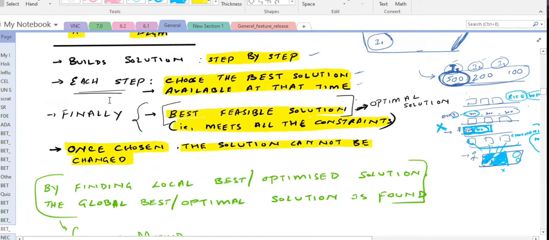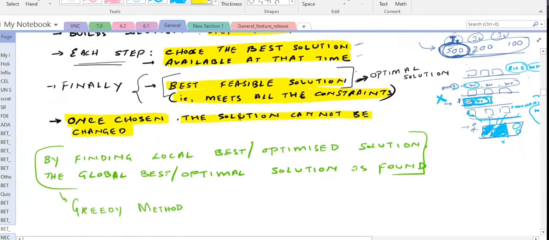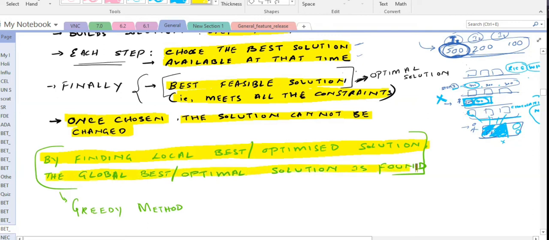Okay. One other point in greedy, why do you have to do this is, the logic of doing it by the greedy algorithm is, it says that by finding locally best, like locally optimized solution, means what? In step 1, I choose whatever is the most costly item. At step 2, again, I choose whatever is the most costly item. So every step, you're finding a locally best solution. By doing so, I will be getting the globally best solution. Right? This is one more point when it comes to greedy algorithm.